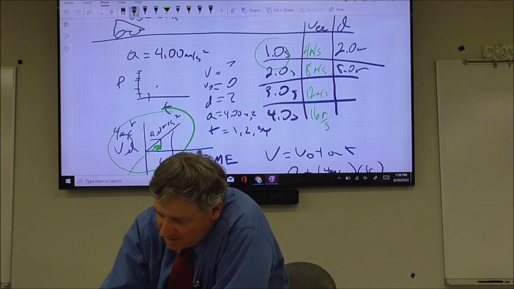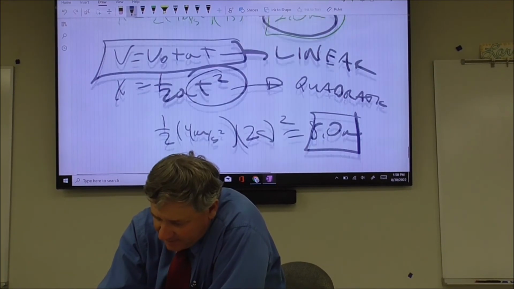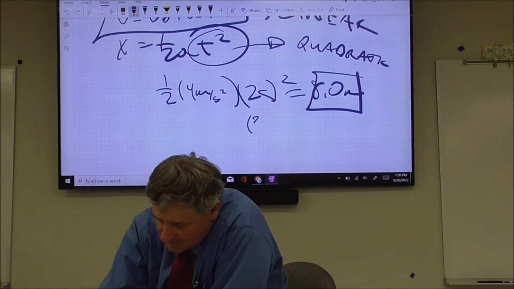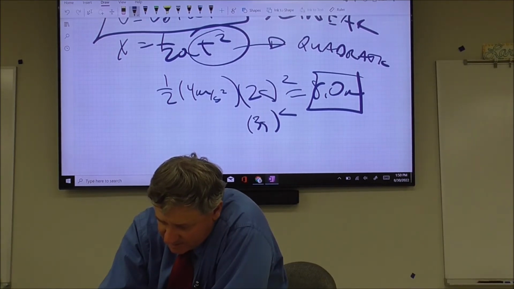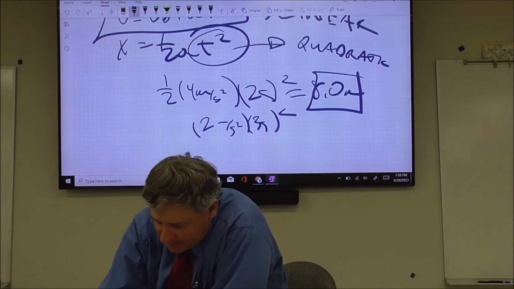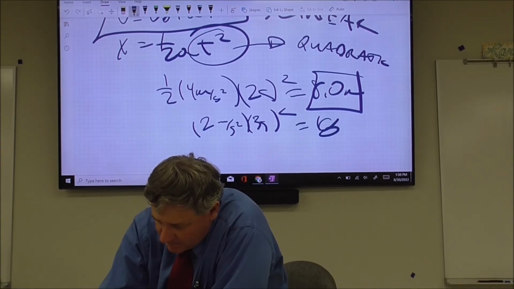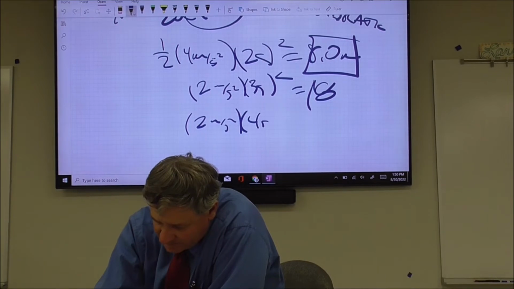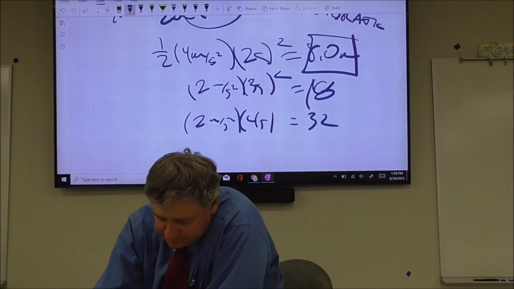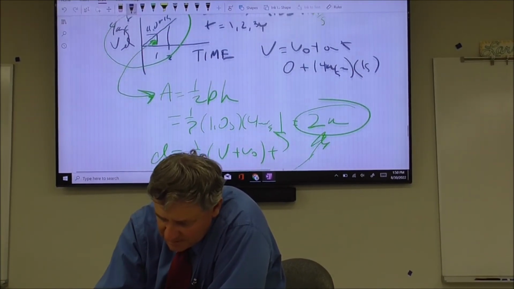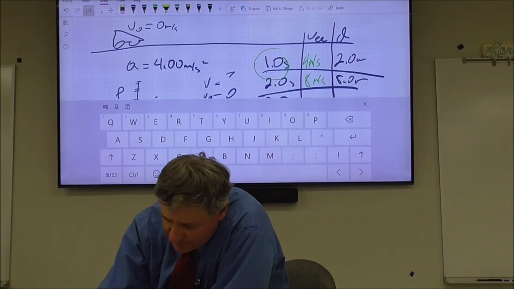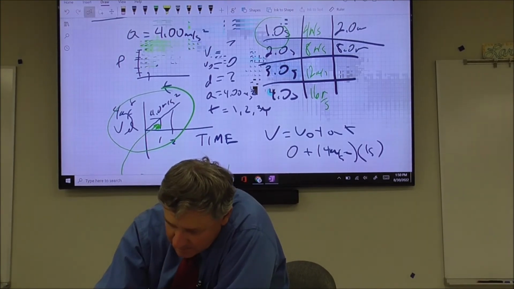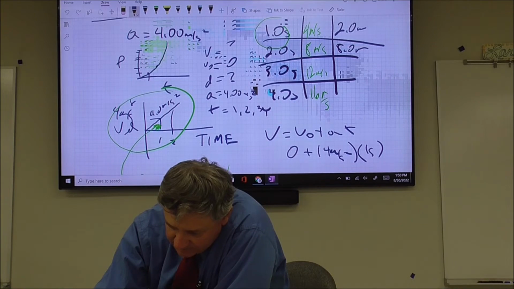And then at 3, I'm going to have 3 seconds squared times 2. We'll just shortcut that. 9, 18. And then at 4, I'm going to have 4 squared, that's going to be 32. So basically, this graph is going to be so very parabolic. It's going to go something like this.